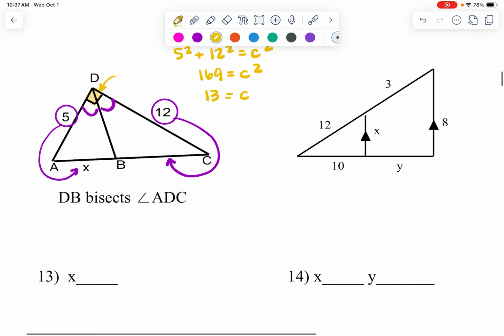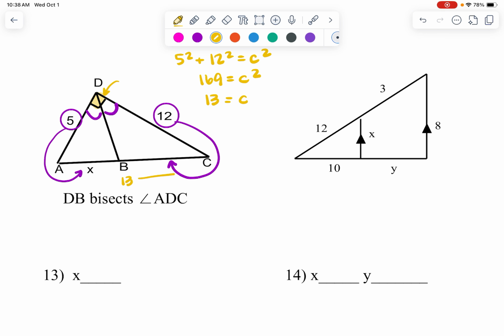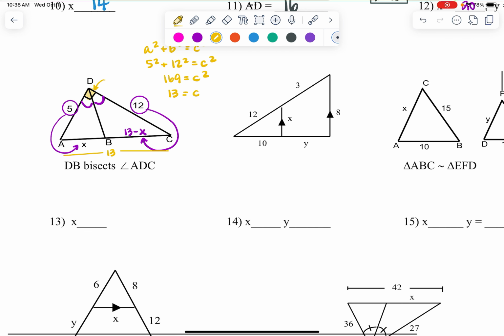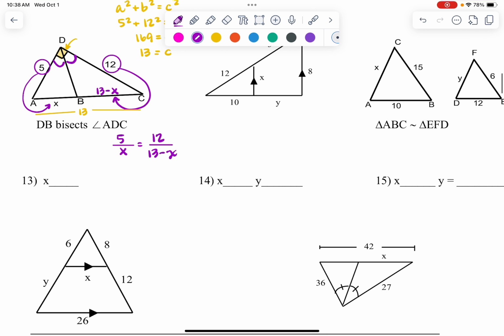Awesome. That very first step now tells me that this whole thing is 13 from here to here, which is awesome because now I can write that this BC length must be 13 minus X. Without that, I would not have been able to figure that out. Now we can set up our proportion, right? So 5 is to X as 12 is to 13 minus X. Just a quick little cross product.